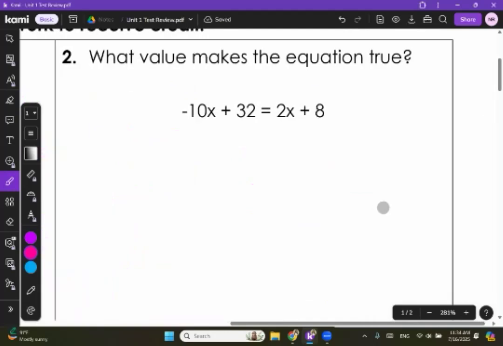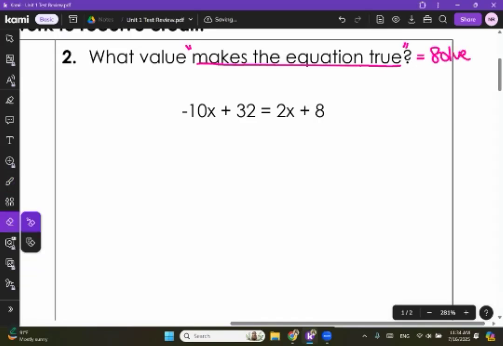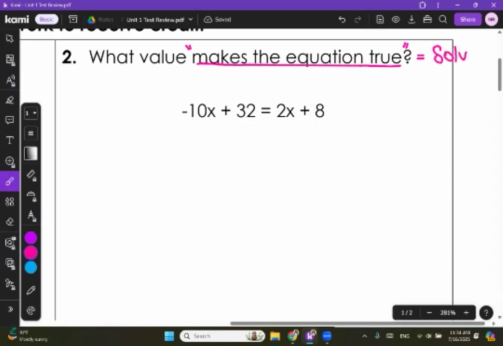Number two. I like to use the same wording in the reviews that you would see on the STAR test. It says, what value makes the equation true? When you see that phrase, makes the equation true, that's just another way of saying solve. Just solve the equation.